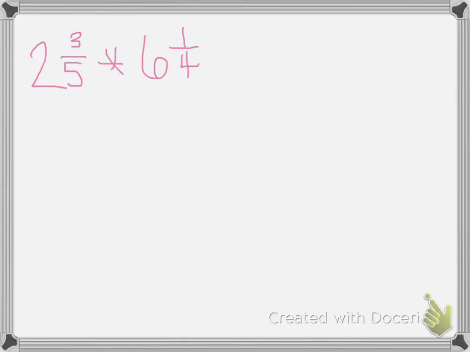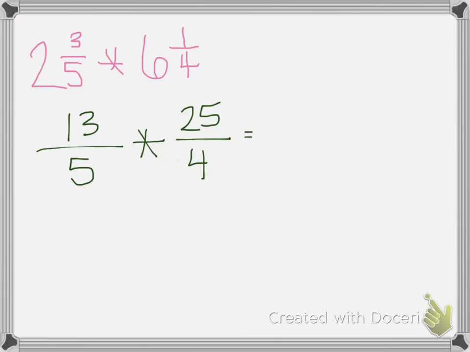In the last one, we're multiplying mixed numbers. So we have 2 3/5 times 6 1/4. One way to solve that is to turn them both into improper fractions. So 2 times 5 is 10, plus 3 is 13. So we have 13 fifths, since our denominator stays the same, times 6 times 4 is 24, plus 1 is 25. Our denominator stays the same. When we multiply fractions, 5 times 4 is 20, and then we need to multiply 25 times 13.